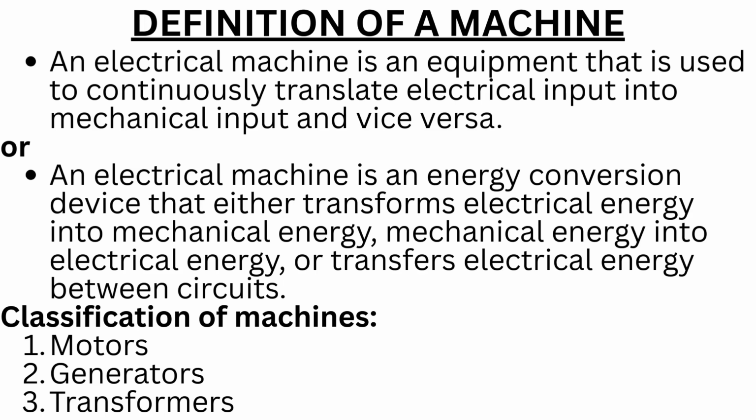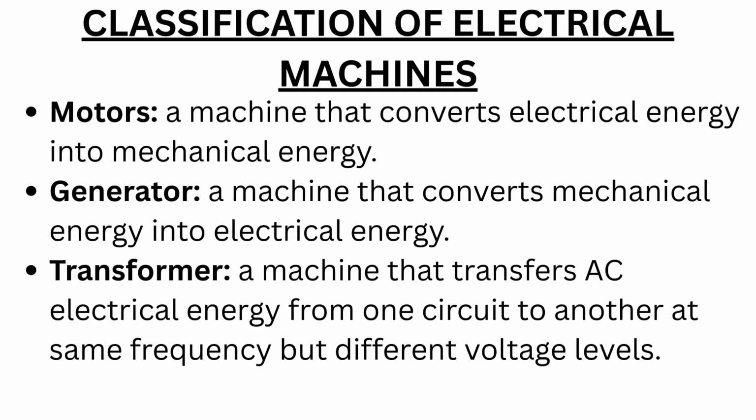Classification of machines. 1. Motors. 2. Generators. 3. Transformers. Motors: a machine that converts electrical energy into mechanical energy. Generator: a machine that converts mechanical energy into electrical energy. Transformer: a machine that transfers AC electrical energy from one circuit to another at the same frequency but different voltage levels.